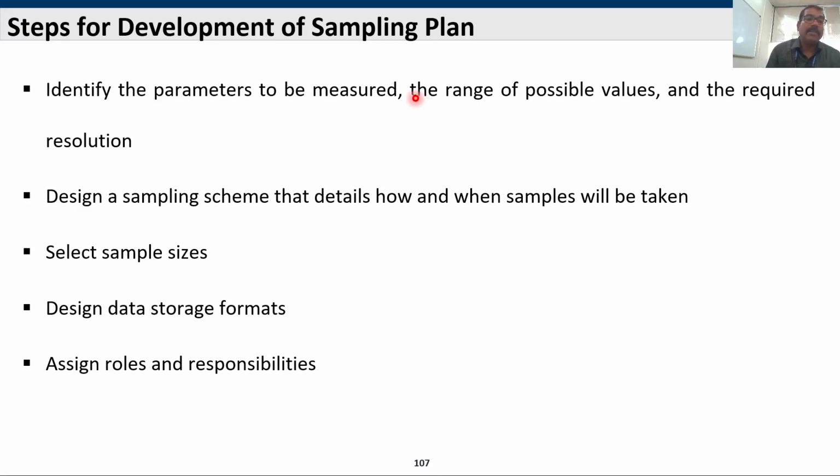Then we have to design a sampling scheme that details how and when samples will be taken, either every 1 hour or alternate hours, or forenoon session, afternoon session. Like if you have an 8 hour cycle, every 1 hour or every 2 hours or every 3 hours or every 4 hours, or weekly once. So you have to design a sampling scheme that details how and when samples will be taken. Then select the sample size. We have to properly select the sample size. Then how we are going to store the data, how we are analyzing the data, what kind of inspection plan, whether we are going for a rectification inspection plan, we have to check.